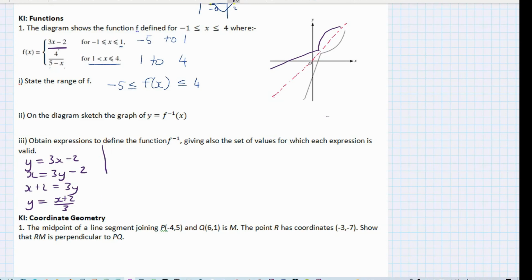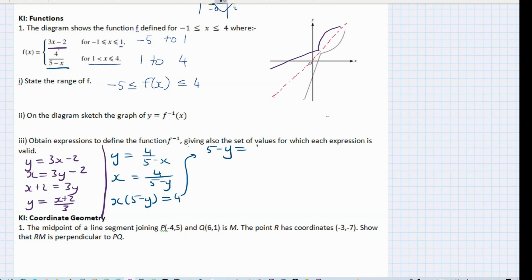Now let's do the second one. Different color. I'm doing this bit here. So we've got y is equal to 4 over (5 minus x). First of all, I'm going to swap my y and x values over because that's what an inverse is. You're swapping your range and your domain. Then I'm going to multiply both sides by this 5 minus y, and then divide by x. I get 5 minus y equals 4 over x. Then the last step is y is equal to 5 minus 4 over x.